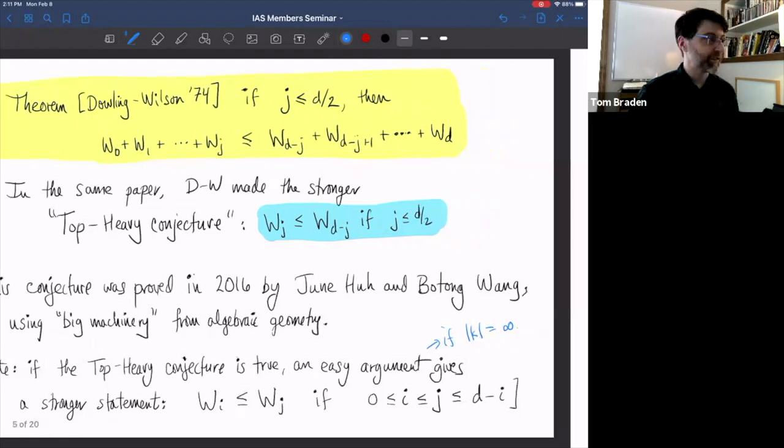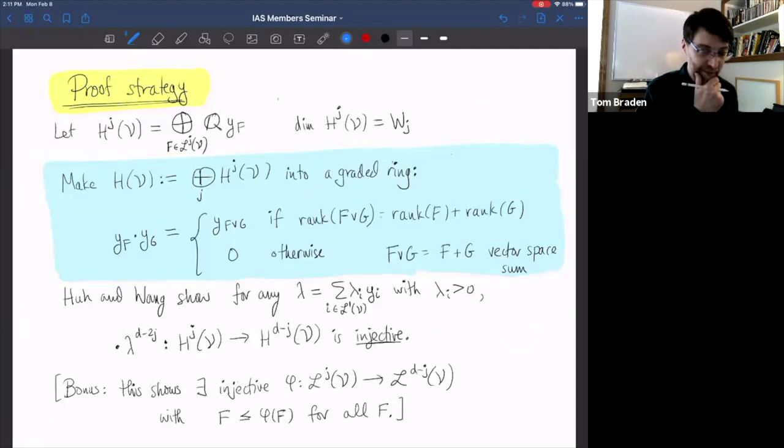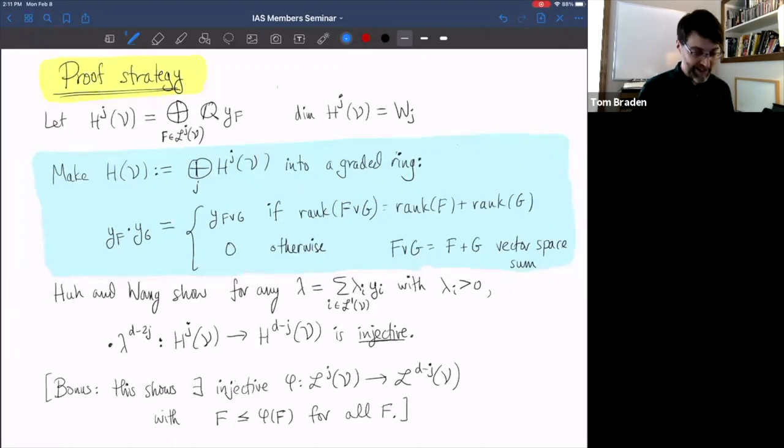So a little bit about how this theorem was proved, not all the details. Rather than finding an injective function producing the inequality directly, they used linear algebra. So they defined a vector space. Just naively, define abstract basis vectors y sub f for each flat, and collect all the vectors of rank j into one vector space. So you get a vector space with basis spanned by the flats of that dimension.